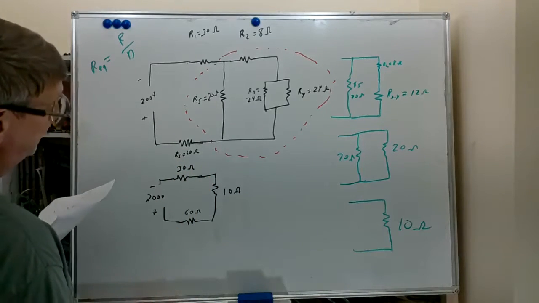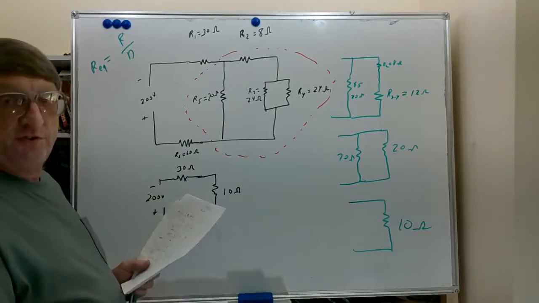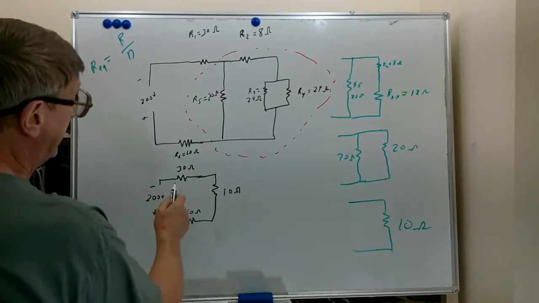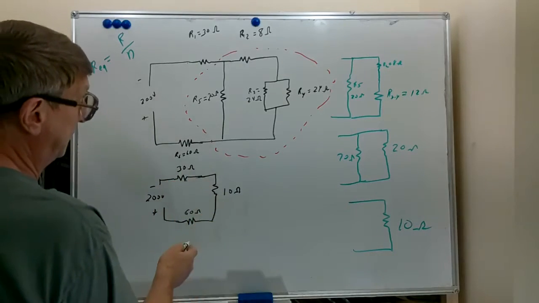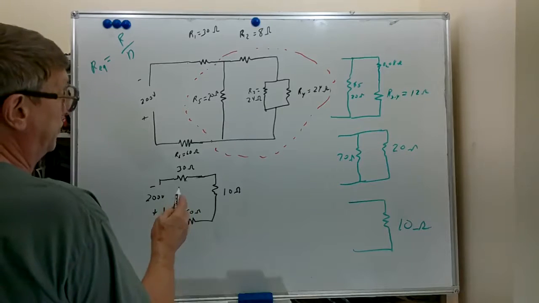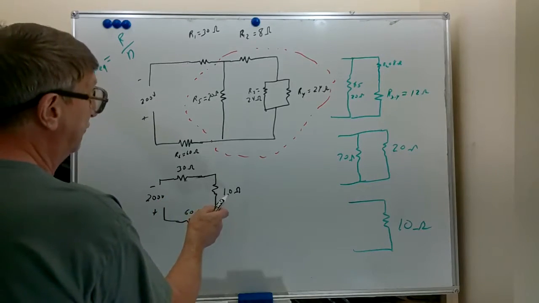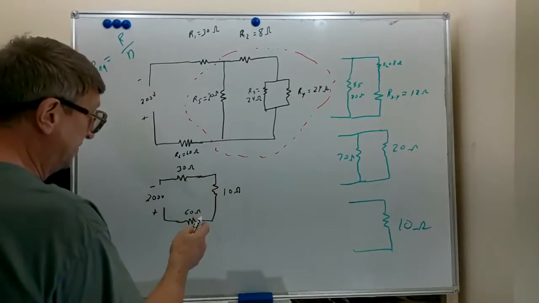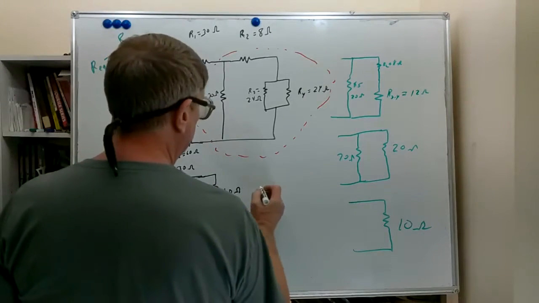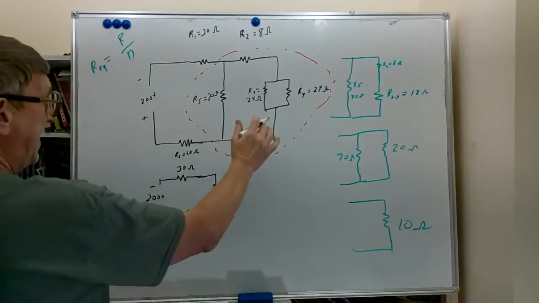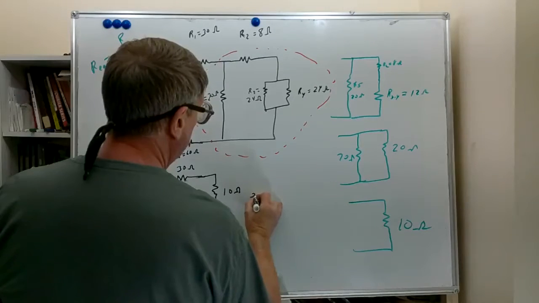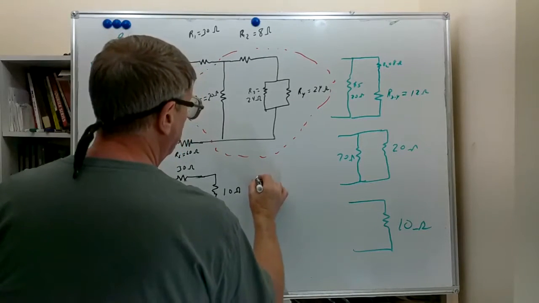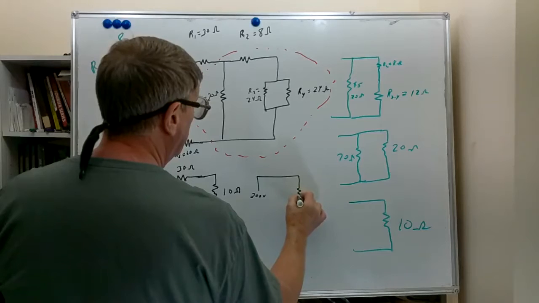Now, using our series total resistance formula, we can add these three resistors up and count them as a single resistor. Well, 30 plus 10 is 40, plus 60, 100 ohms. So we can replace this entire network that we have up here. So we have 200 volts, we have 100 ohms.